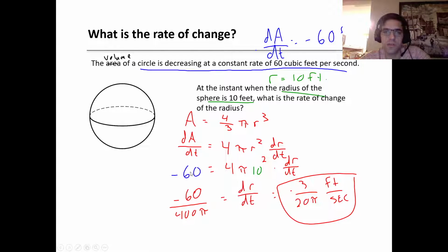Our constant decreasing rate of 60 cubic feet per second means we have negative 60 as our dV/dt, the change in volume over time. So then we just solve this for dr/dt. We get a negative rate of change, which makes sense. If the volume is decreasing, the radius should be getting smaller. So this should be negative. If you got a positive here, in this context, you did something wrong.